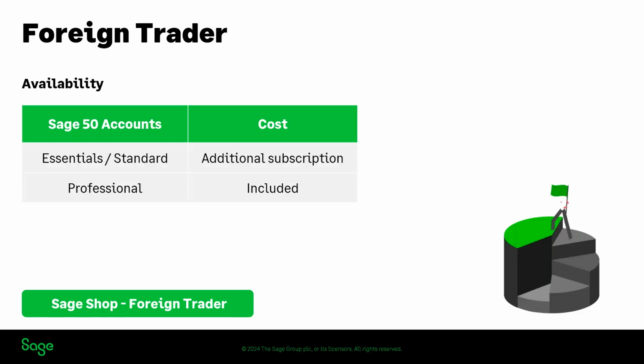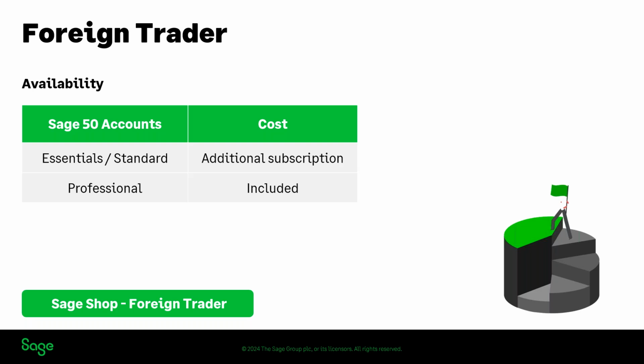Now, availability-wise, the Foreign Trader module is included in the professional level only. That's been included as part of your subscription. But it does need to be switched on. It's not switched on by default. So you need to be on professional, or if you're an accountant, the client manager version, you can enable it on there as well. So you would need to be on professional or the client manager version to enable Foreign Trader.